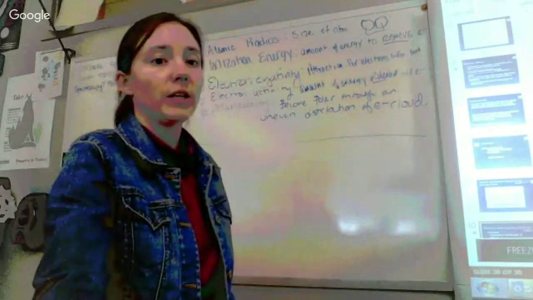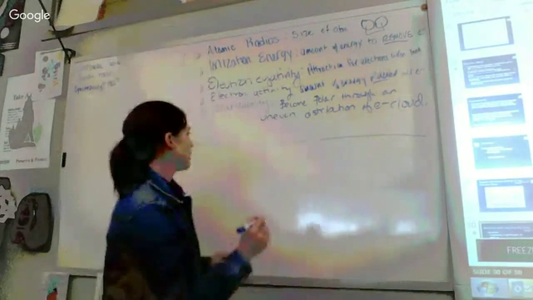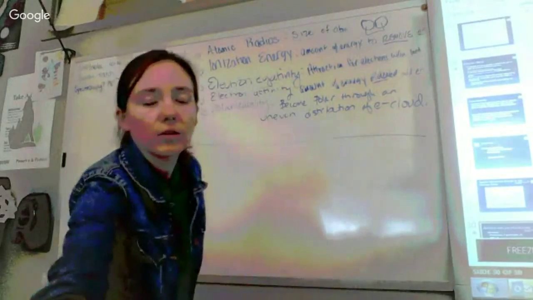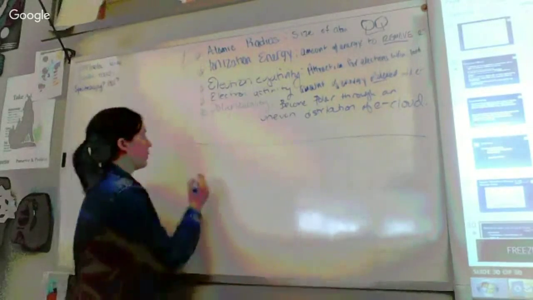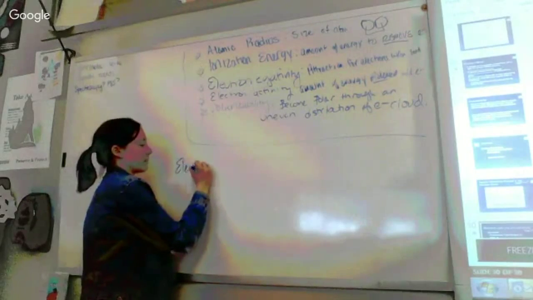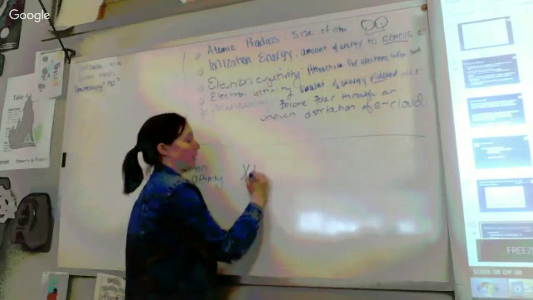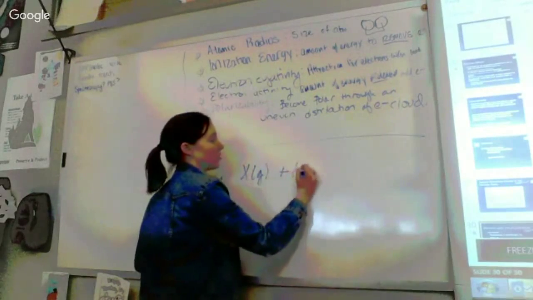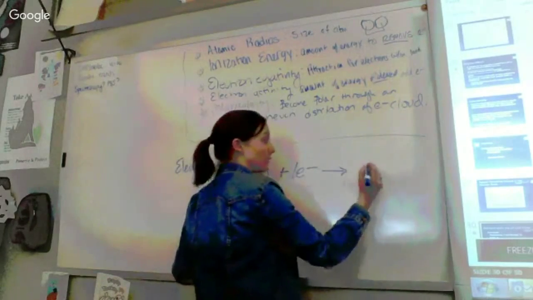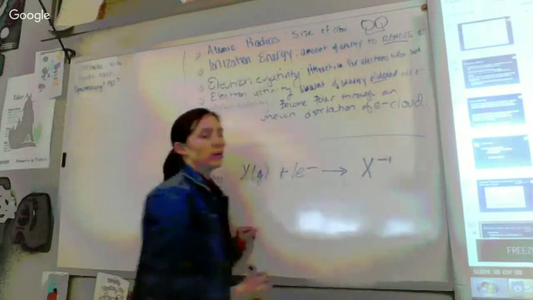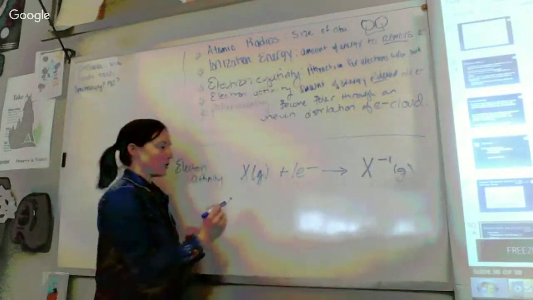And so electron affinity is going to be something gaining its electrons. And so I was hoping I had a good equation that had some units with it, but I don't. And so electron affinity would be any element, and it also has to be in the gaseous state, gaining an electron. And so now it's going to become negatively charged. And so now my X -1 is still in the gas.